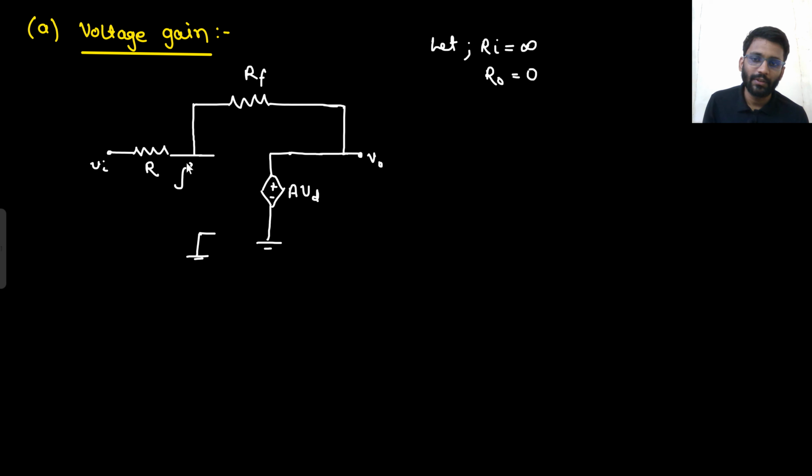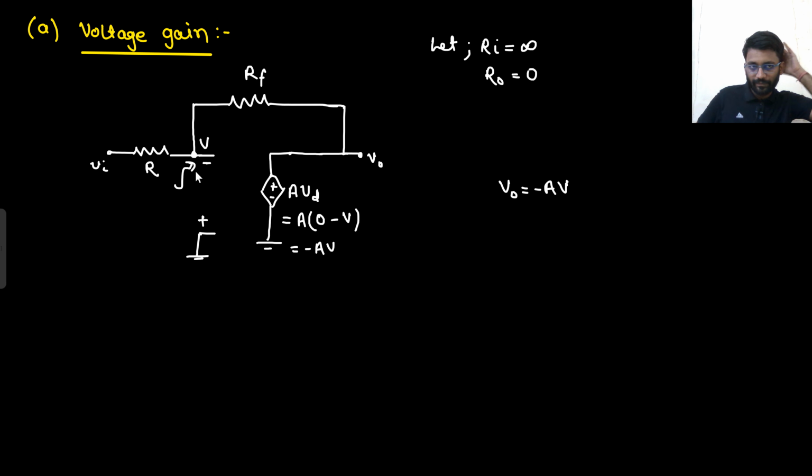What will be the potential of this node? This was your V positive, this was your V negative. If you know the potential of this node, let's just say this node is V. So what you will write here? A into what is VD? Positive node is at 0, negative node is at V. So minus AV, and that is directly going towards V naught. So V naught is directly equals to minus AV. So you just need to write down the potential of V.